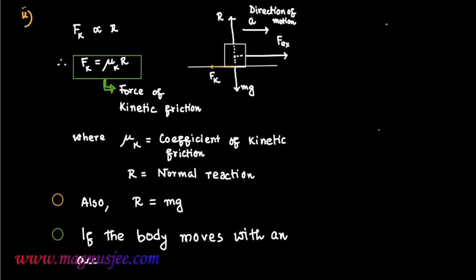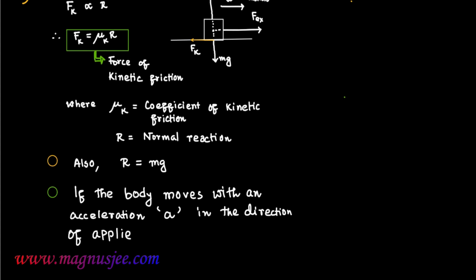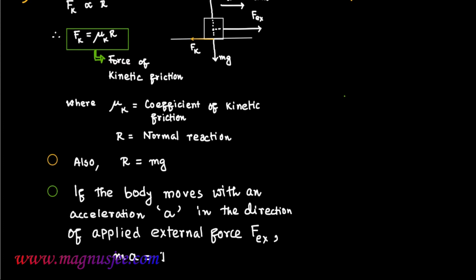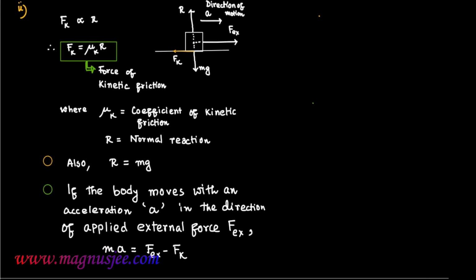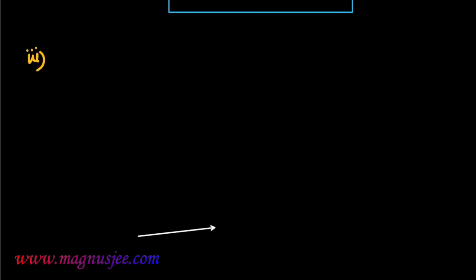Here the body moves with an acceleration a in the direction of the applied external force Fex. Hence, ma, mass into acceleration, equals Fex minus Fk, external force Fex minus kinetic friction Fk. So this is the equation of motion of a body.